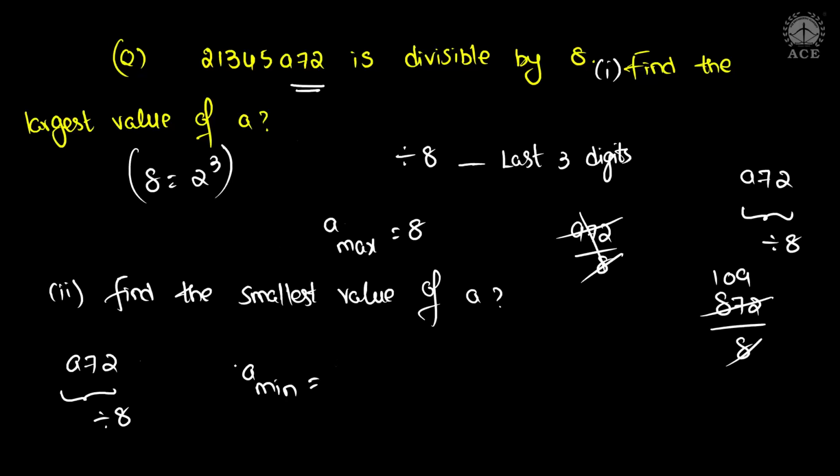Megan, excellent. 0 is the minimum value, we should start with 0. 0.72 is divided by 8, 9 times. So A minimum is 0.